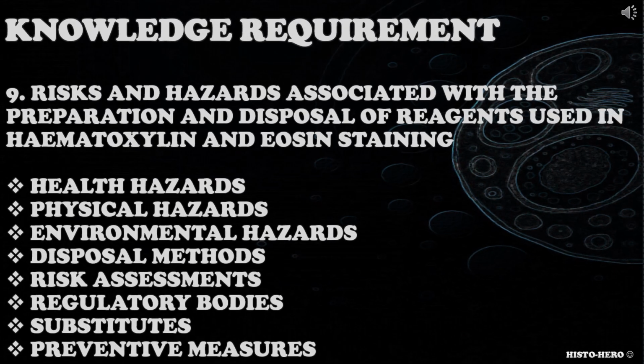The ninth knowledge requirement is risks and hazards associated with the preparation and disposal of reagents used in haematoxylin and eosin staining. Candidate needs to have the knowledge and understanding about risks and hazards associated with H&E staining reagents. You could ask the candidate to name the risks and hazards associated with use, preparation, and disposal of reagents used during H&E staining, to explain how they would minimize them, to explain the disposal methods for reagents.